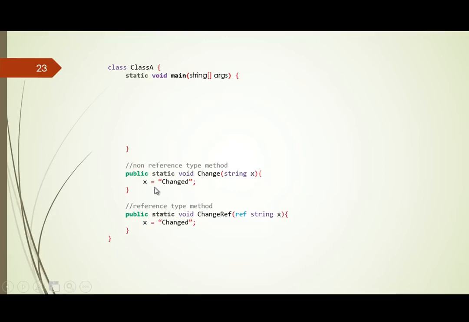In this case, I'm just marking it as static so that I can call it from the main function. Static doesn't play any role here. So let's see. I have x equals hello world, assuming that it's Visual Studio. I'm just putting it in slides so that you can understand easily. I print it, and it prints hello world.